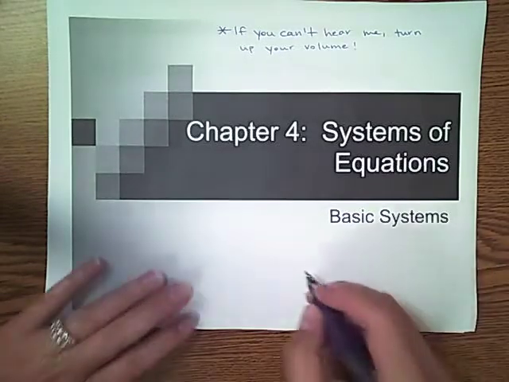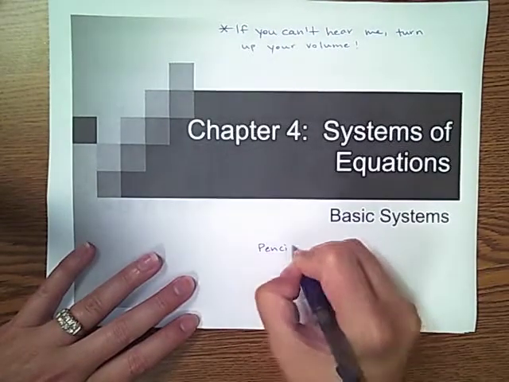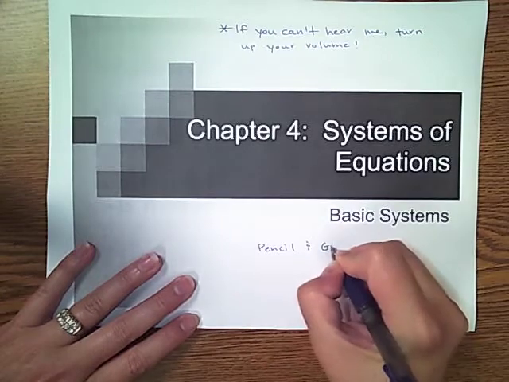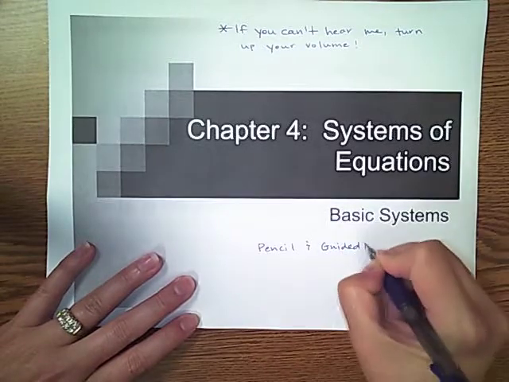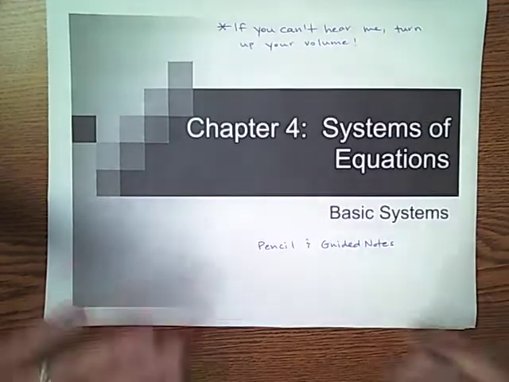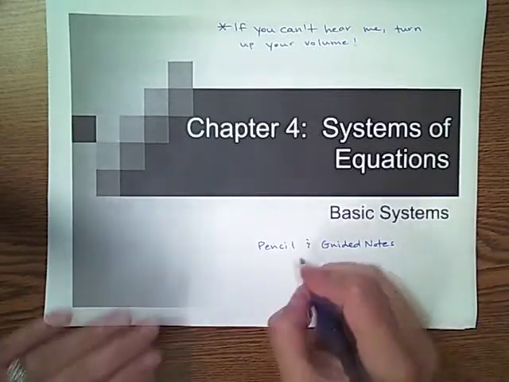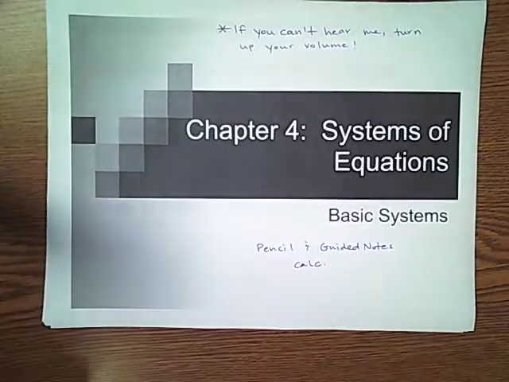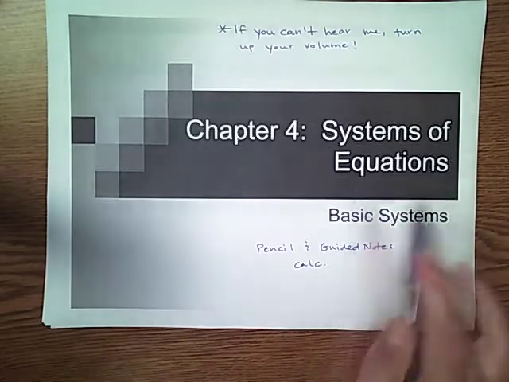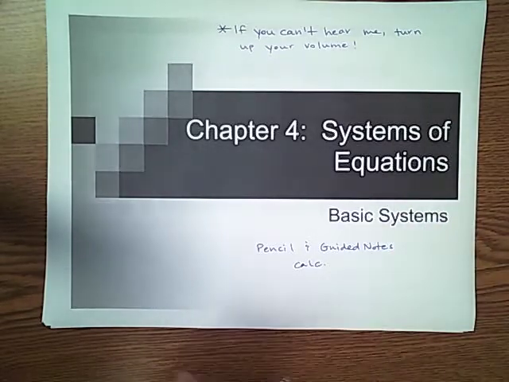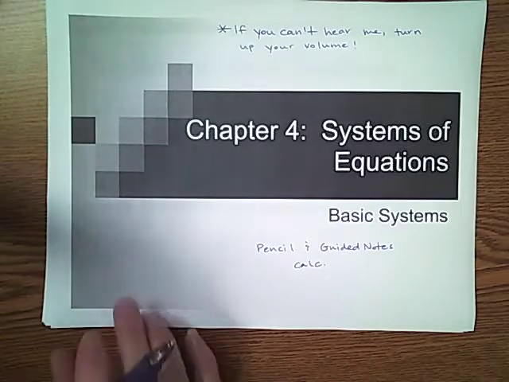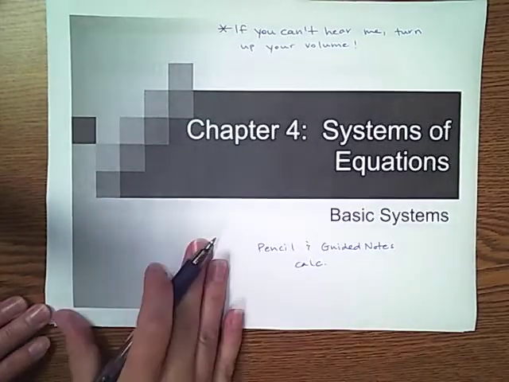You should have in front of you a pencil or something to write with, and you need your guided notes that you should have gotten from the sub. So make sure that you have both a pencil and guided notes. You might also want a calculator to use when we do some of these examples. All right, so make sure you have all this stuff so that we can get started taking some notes over systems of equations. Just hit pause if you don't have these materials.